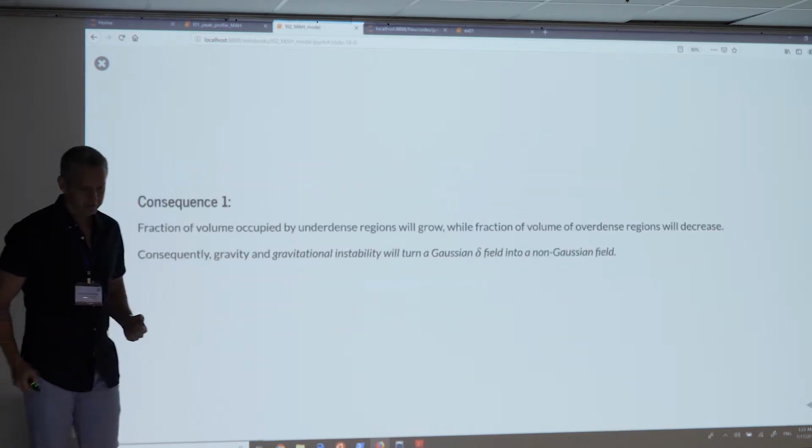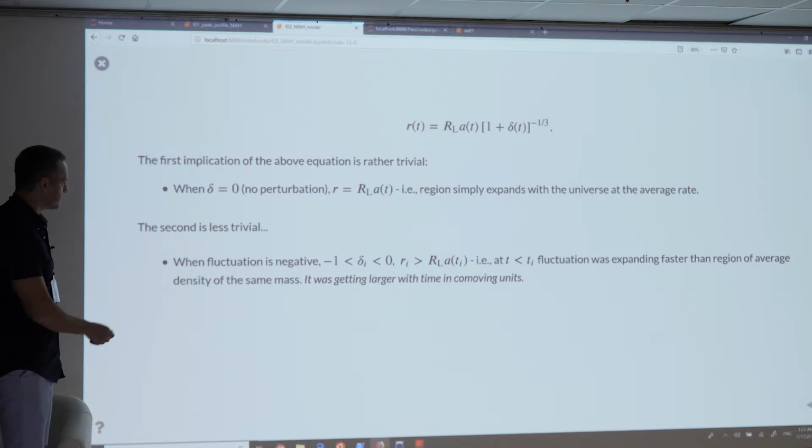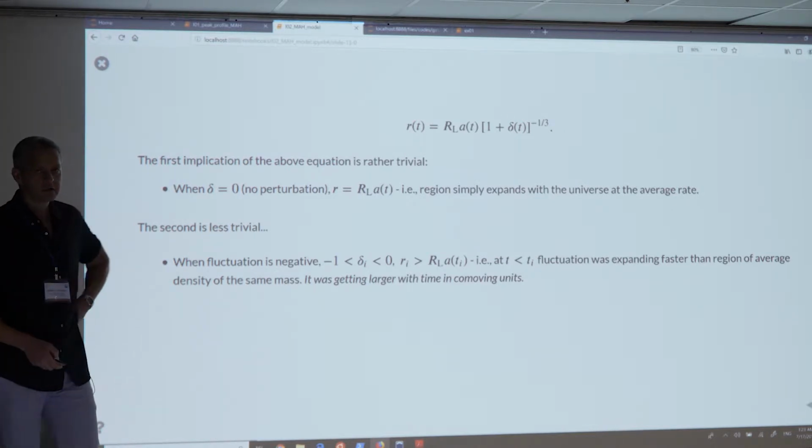But the less trivial result is if we consider, say, a negative perturbation. So delta smaller than 0, but bounded at -1. If delta is negative, it means that this quantity, 1 plus delta, is less than 1.